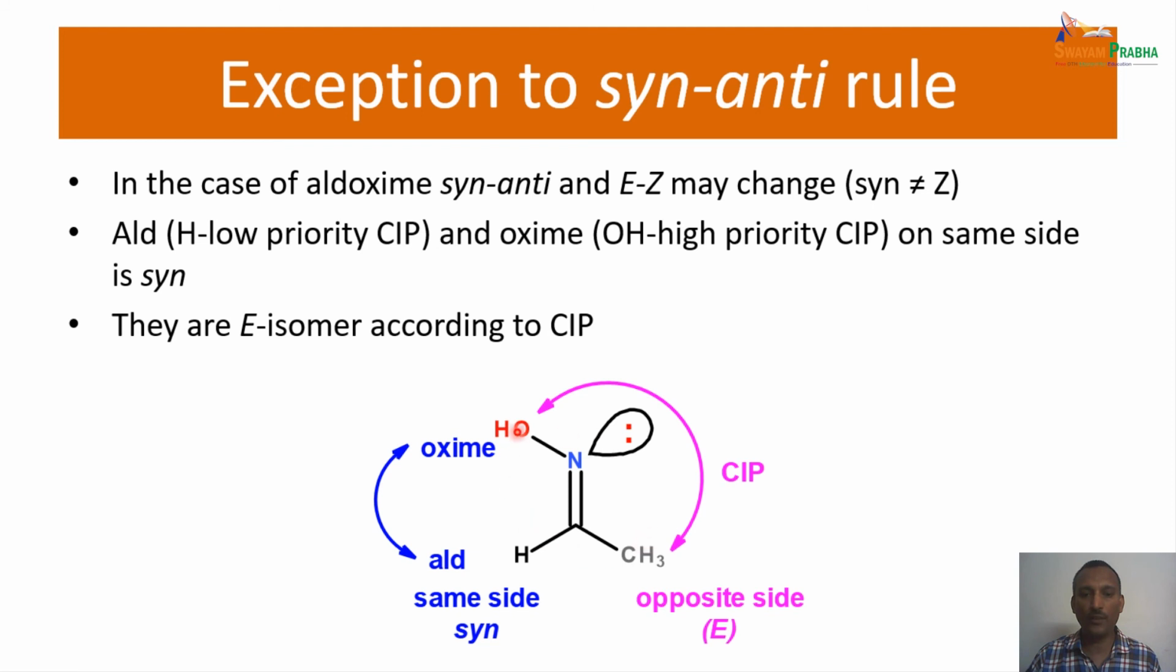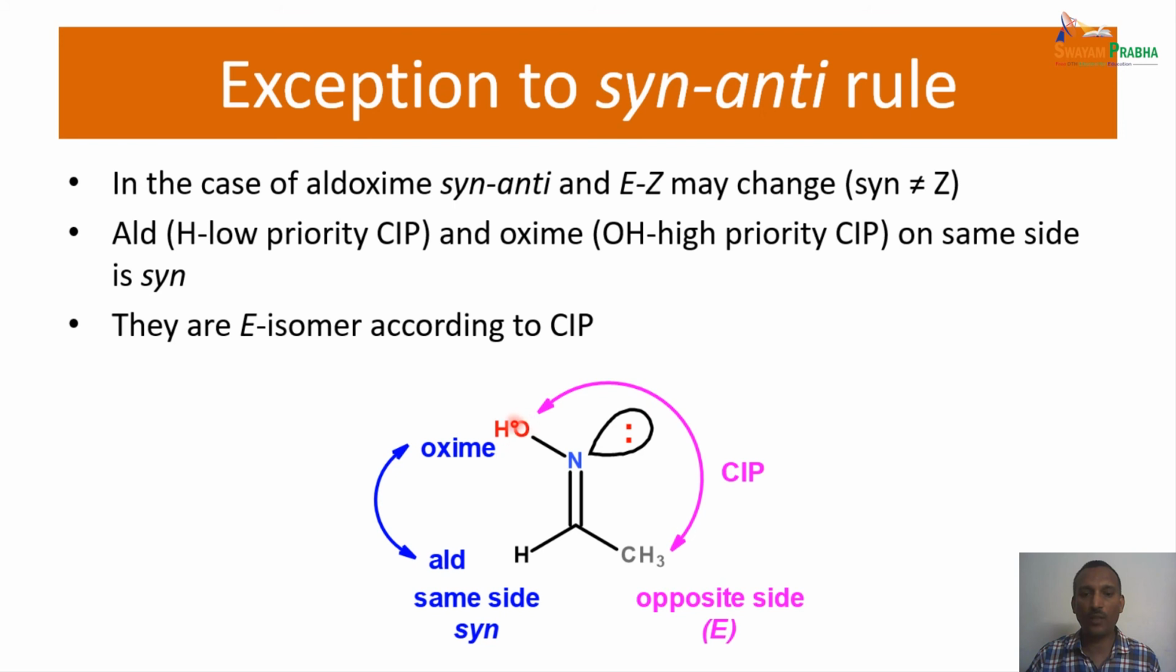So in this particular case, the hydrogen and the OH group are on the same side. So this is basically called a syn aldoxime. But if we have to give the E-Z nomenclature for this compound, we already know the hydrogen is the second priority group. The methyl group is the highest priority group in this particular carbon. And in the case of nitrogen, we have a lone pair of electrons and the hydroxyl group. So between these two groups, hydroxyl is the highest priority group. The lone pair of electrons has the second priority.